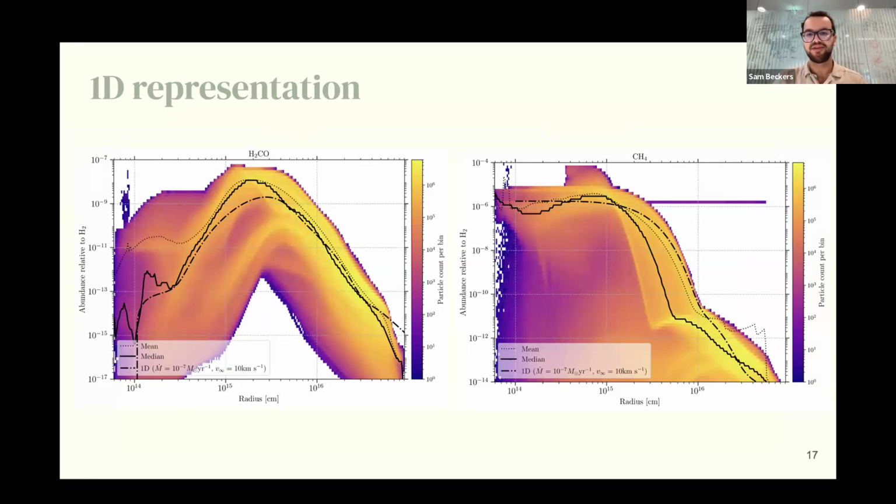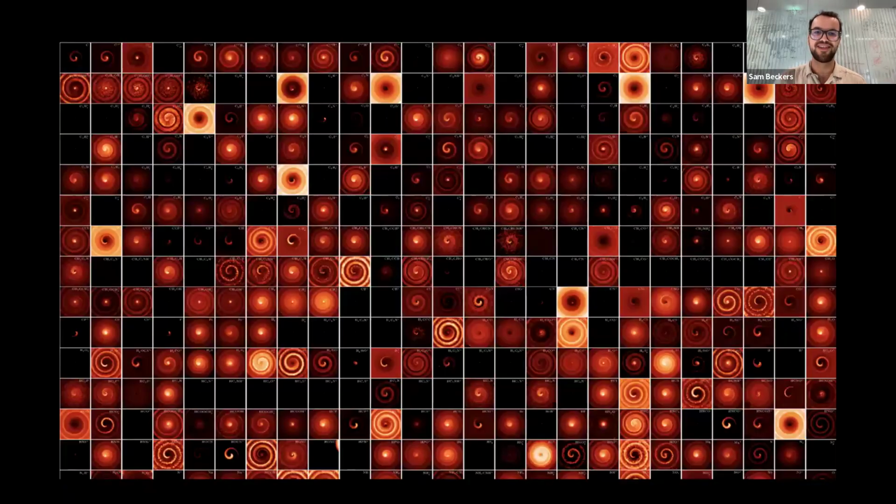And well, I've shown you a bunch of molecules here, but the fun thing about this data set is that we can do this for 466 molecules, and that looks like this. So this is an XY slice of every single molecule that's included in this data set. So there is a lot to do with this data set. We can do so much with this.